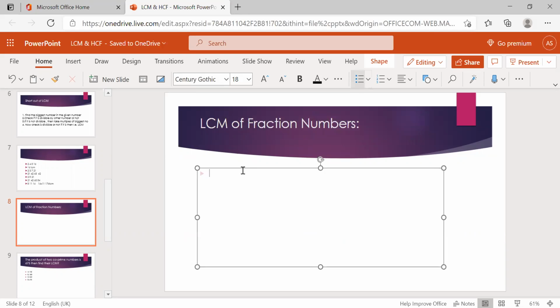Let us see. The LCM of fractions is equal to the LCM of the numerators divided by the HCF of the denominators.